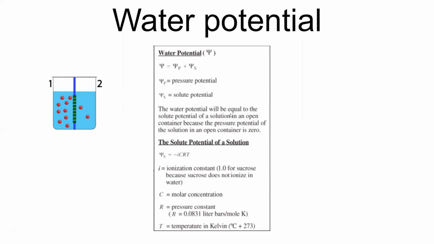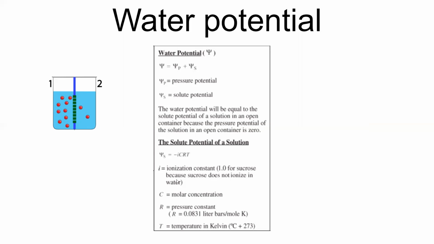They give you a whole paragraph right here. But just to remind you, this becomes 0 if it's an open container, so your whole overall water potential is just going to equal your solute potential. And your solute potential follows this equation right here, where it's negative iCRT. Where i is the ionization constant.